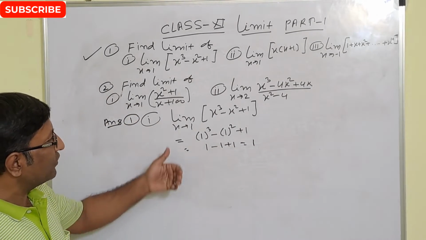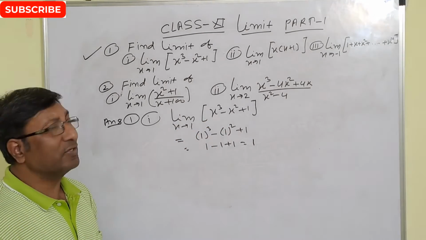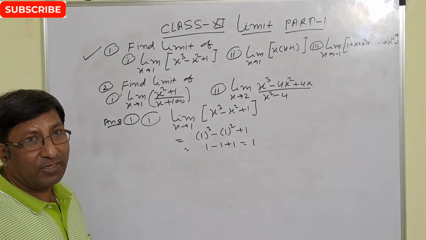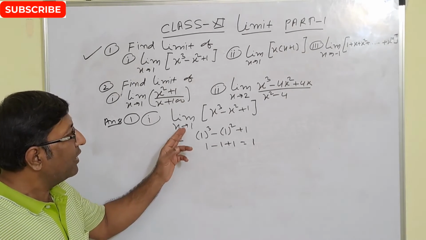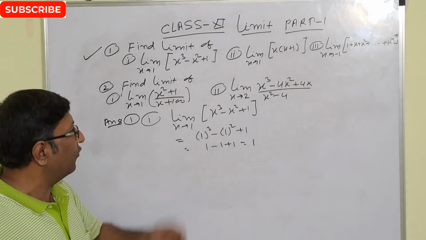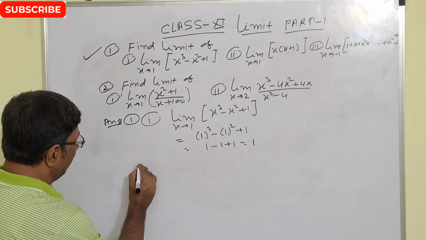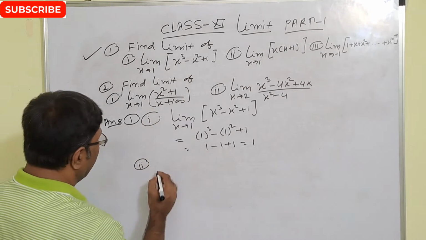So this is the question. Limit x tends to 1 x cube minus x square plus 1. For this type of question, only put x equal to what is given. So here x tends to 1. So put x equal to 1. In the same way, there is a second question. So what is second question?